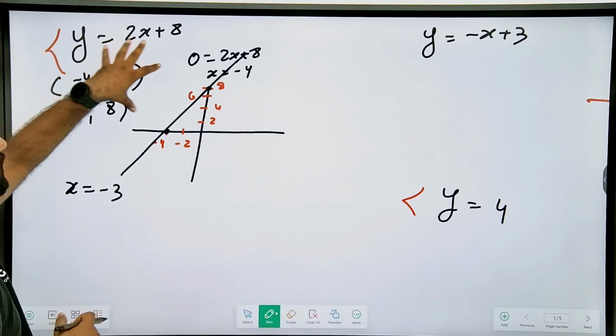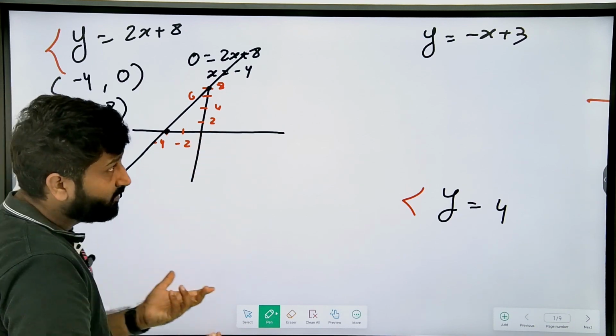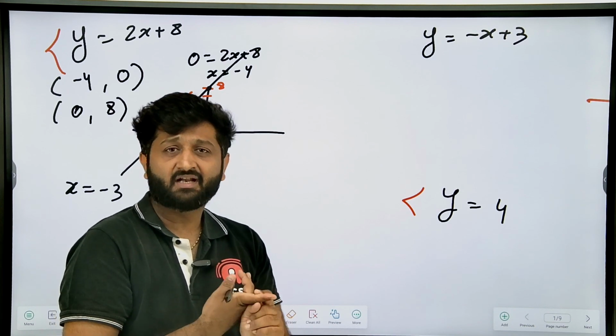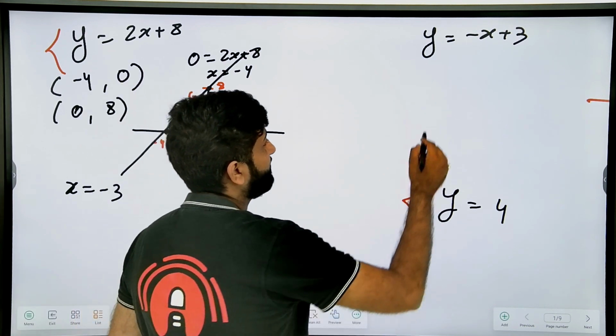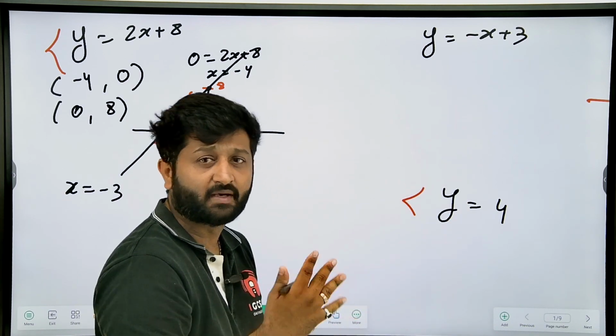So you can plot this straight line using this method, right? What did I do? I found out the x and y intercepts, I plotted them on the graph, and using a scale I draw a straight line. Same goes for this graph. Let's say this is my graph. I have to first find out the x intercept and y intercept.